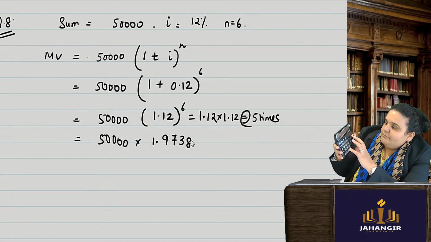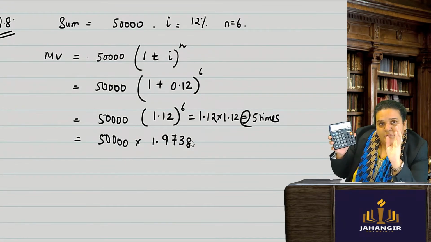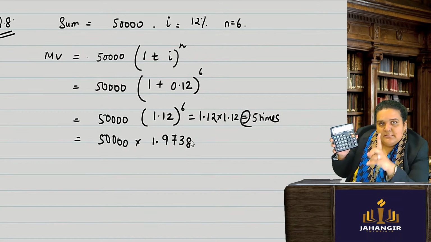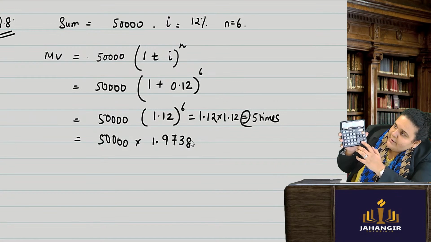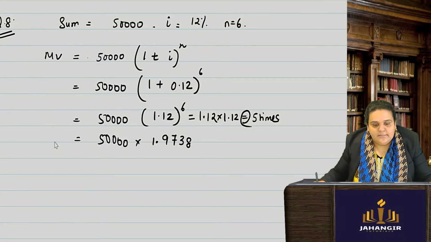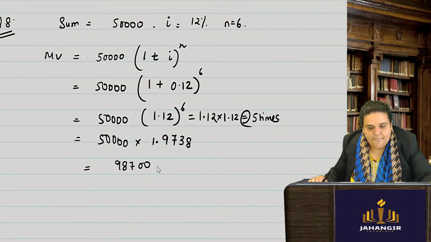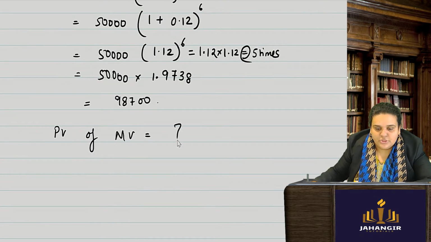I am doing 1.12. I have to multiply 1.12, 6 times. I have to do like that. Into 1.12. Already once it is done, 6 times I have to do it. Only once it is done. Now 5 times is pending. So press equal to 5 times. 1, 2, 3, 4, 5. 1.9732. Okay, so when you multiply this, you will get an answer of 98,700 approximately.